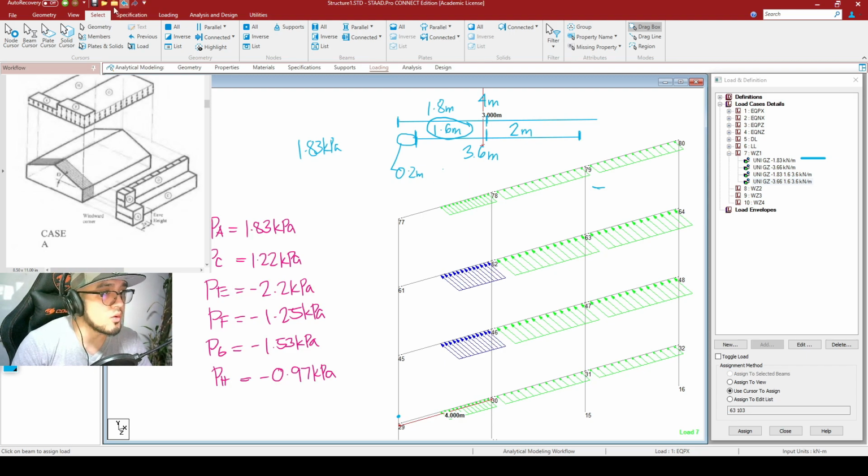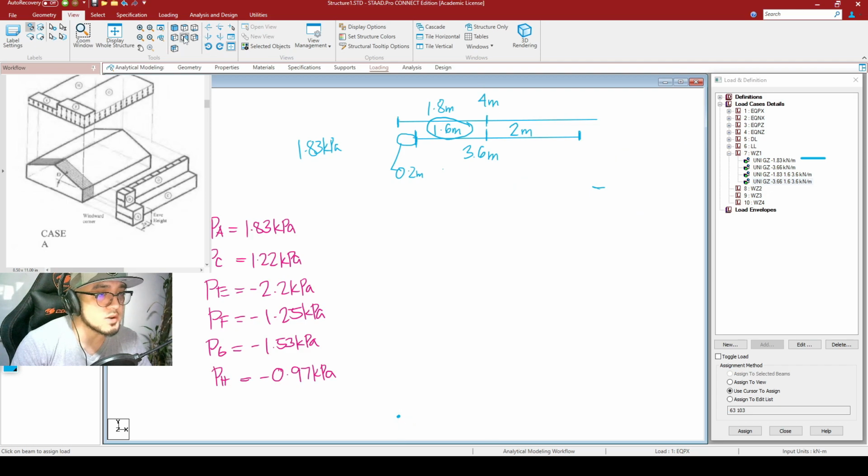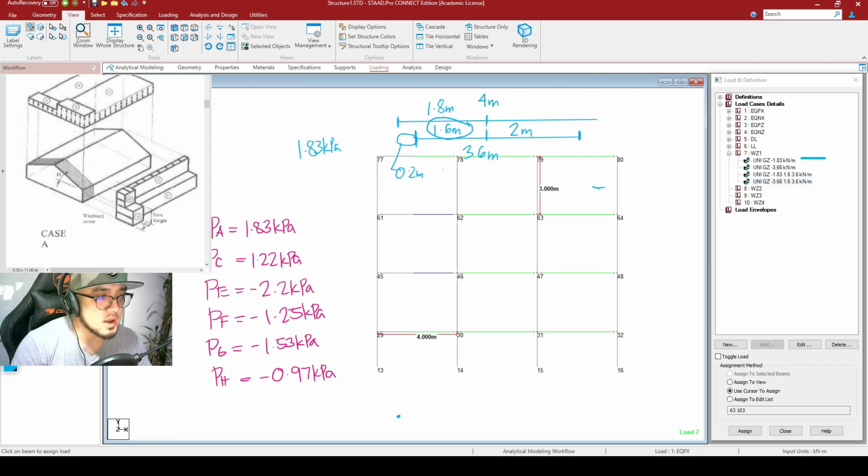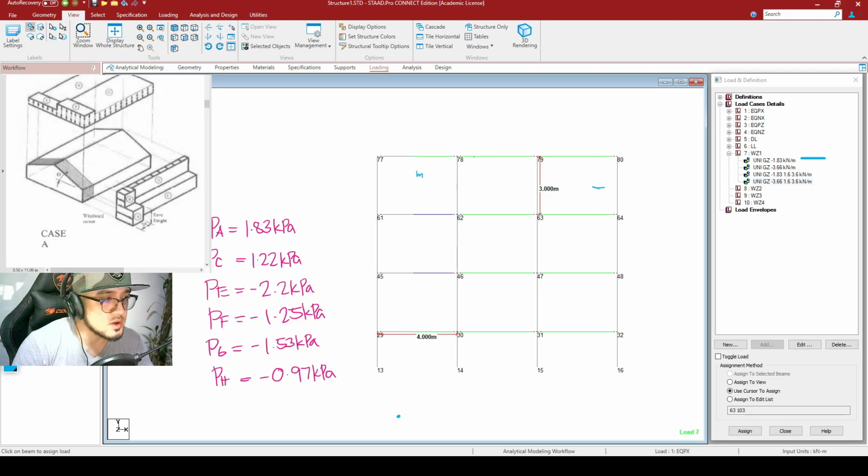So I would go once again to the front view. So this is to be your front view. And once again, I would just be erasing this. Okay, so this is for your zone A. So this one right here is for your zone A. And according to this value right here, the pressure for your zone A is to be 1.83 kilopascal.